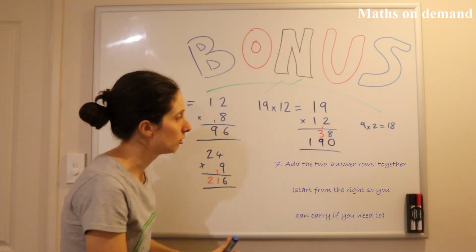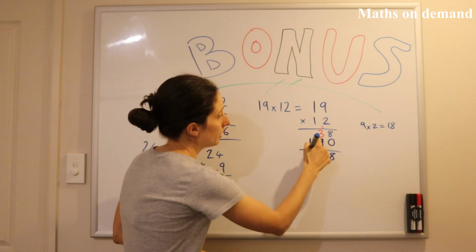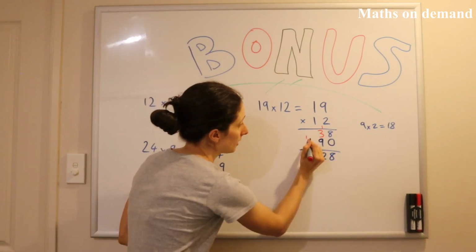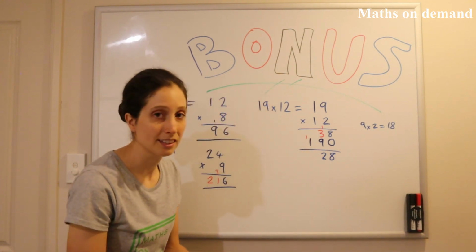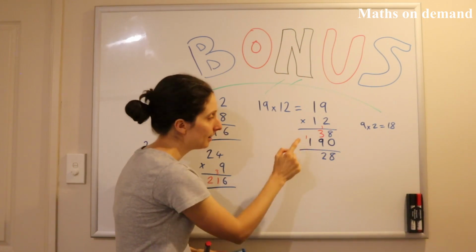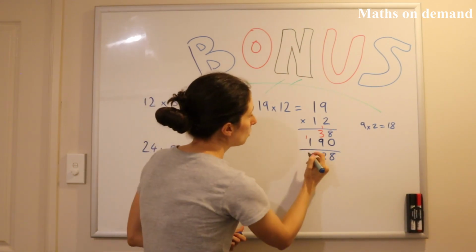So 8 plus 0 is 8. 3 plus 9 is 12. Now we're going to carry the 1. Hopefully you've done lots of addition before so you understand this process. 1, 2 makes 12. The 10 part is up here. And then 1 and 1 is 2.